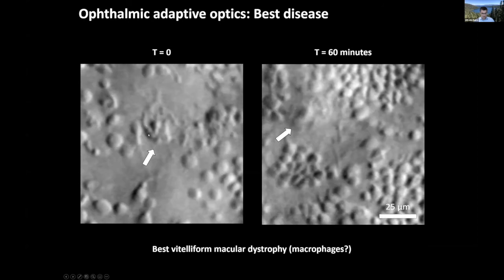arrow that, sorry, apologies for the incorrect labeling here. The two images are shown at time 0 and then 60 minutes later. And you can see that this structure seems to move within the retina. And even though it's only a few microns, it might be suggestive that we're looking at macrophages that would be cells that would appear in areas of cell loss and would be indicative of disease activity.